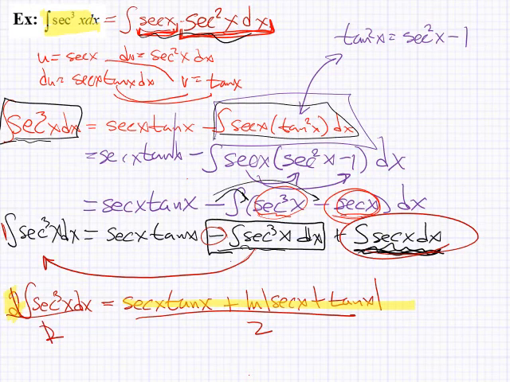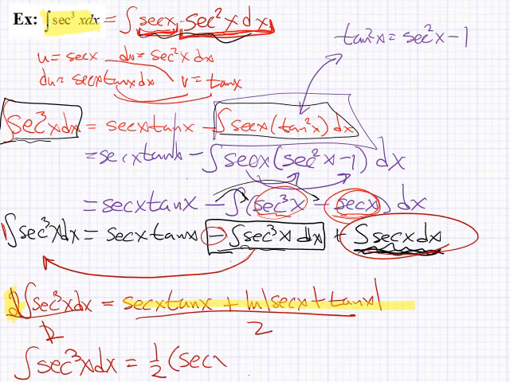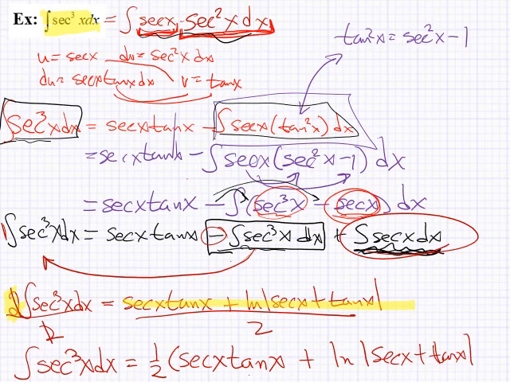So now finally you get that the integral of secant cubed x dx equals 1/2 times secant x tan x plus the log of secant x plus tan x. And now throw a plus c on the end there, and you're good to go.